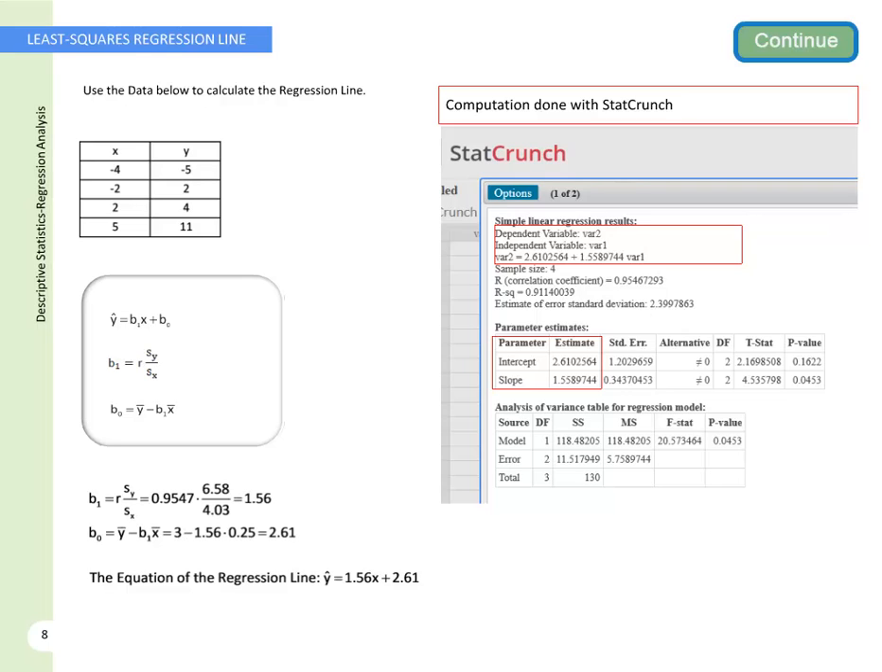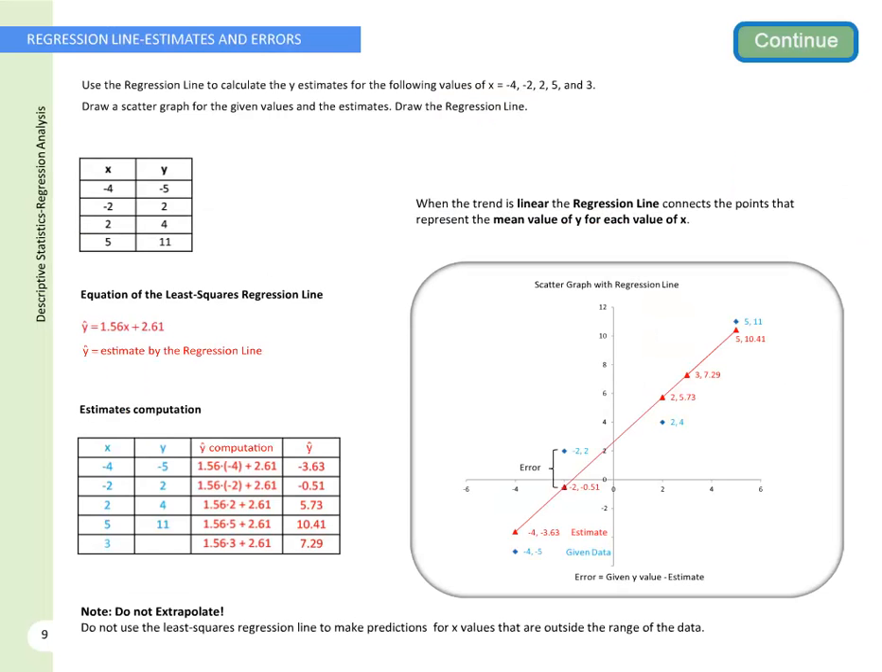The notation for the estimate using the regression line is y hat. The regression line is used to estimate a y value for any x value in the range that determined the regression line. In my example, the range of x values is from -4 to 5. So, you can estimate the y value corresponding to any number in that range, -4 to 5.